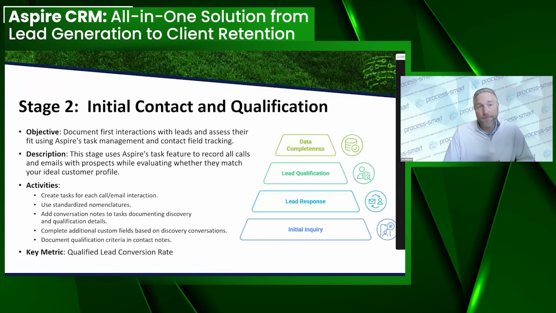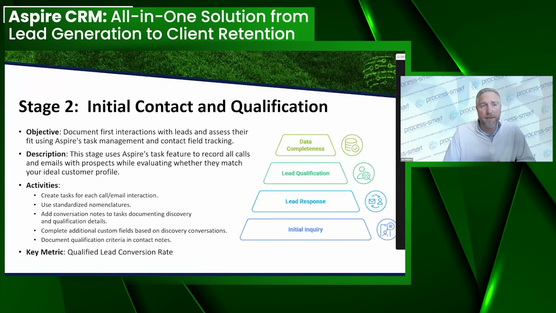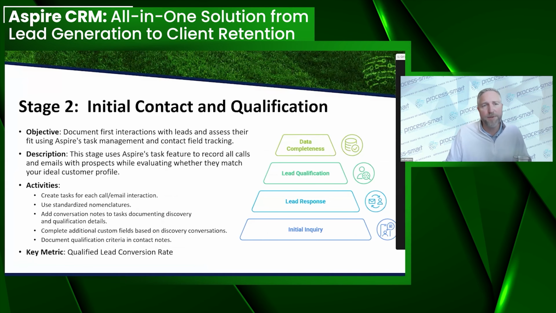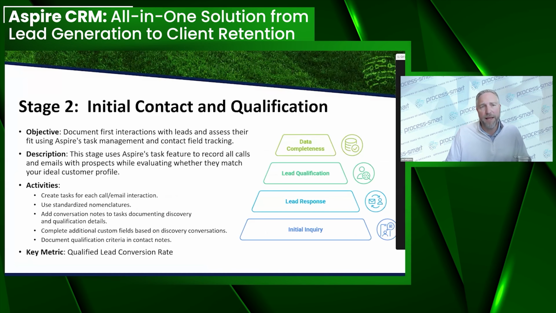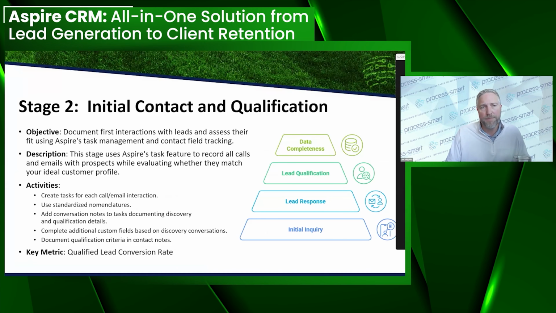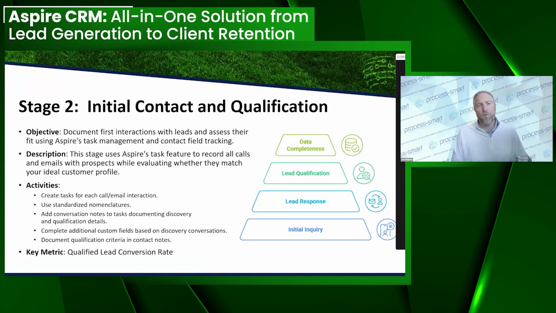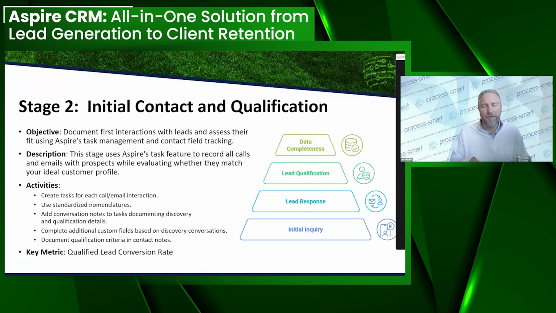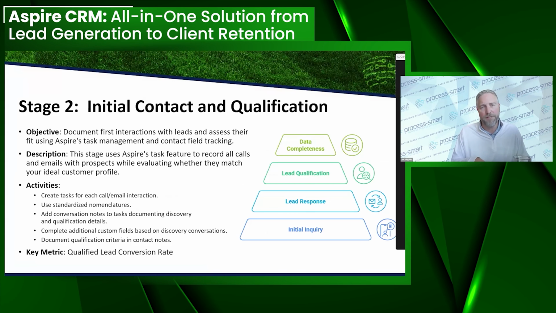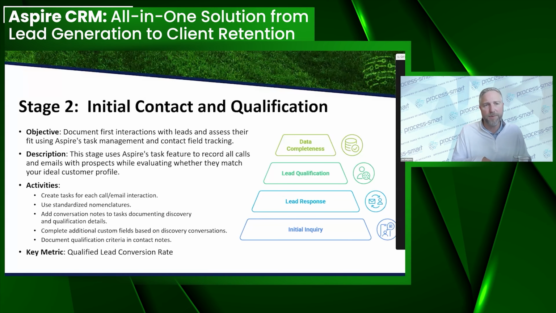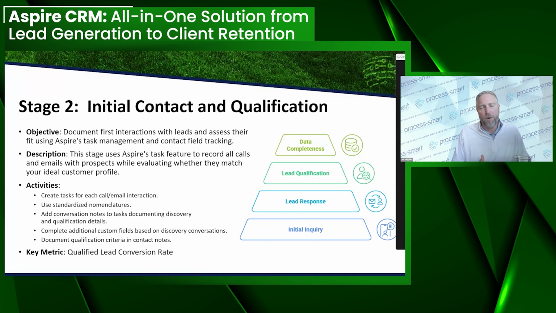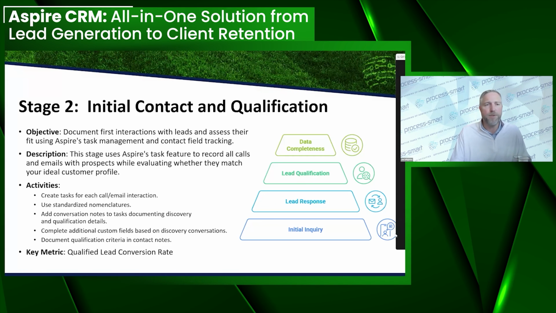So stage two is the initial contact and qualification. The real objective here is, after you establish the lead and you've entered that lead into the Aspire CRM, you're going to want to understand: is this customer qualified to go further down the stage? Do you want to do business with them? And then if you do, how do you convert them from that qualification stage into a customer?